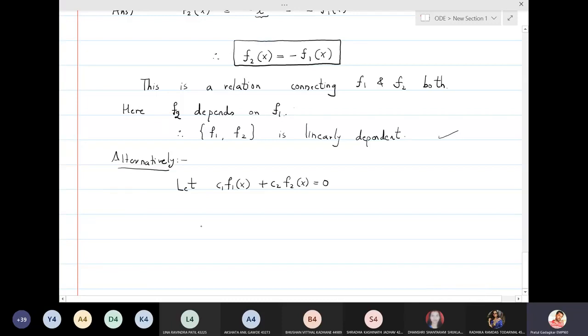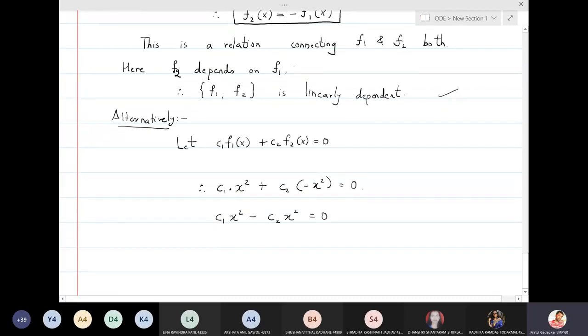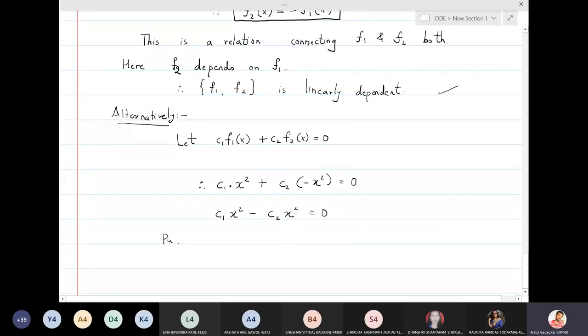So therefore C1 F1, which is x square, plus C2 F2, which is minus x square, is equal to 0. So I'm getting C1 x square minus C2 x square is equal to 0. Now let me put some value of x. Putting x equal to 0 will not do anything. If I put x equal to 0, I will get 0 equal to 0. I will get nothing about C1 and C2. So if I put x equal to, suppose, 1, I will get C1 minus C2 is equal to 0.